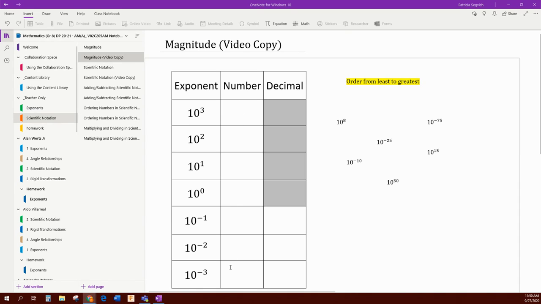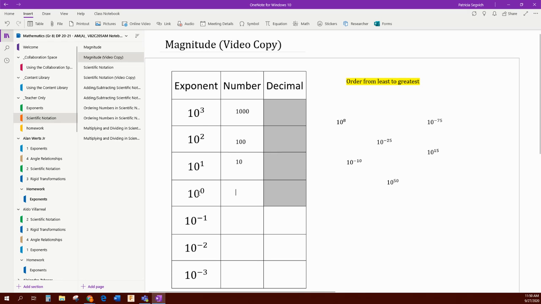So if I have 10 to the third, that means 10 times 10 times 10. So that would be 1,000. 10 times 10 is 100, times 10 is 1,000. Notice that 10 to the third has 3 zeros. 10 to the second would be 10 times 10, which is 100. Notice 100 has 2 zeros. 10 to the first is 10 with 1 zero.